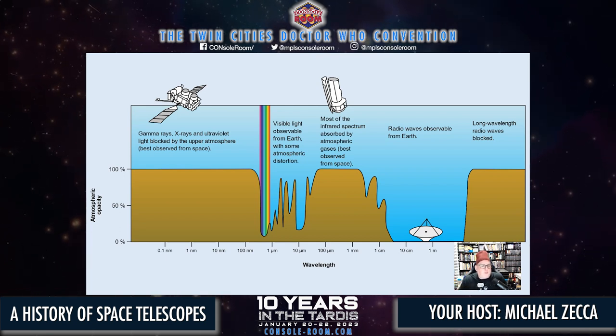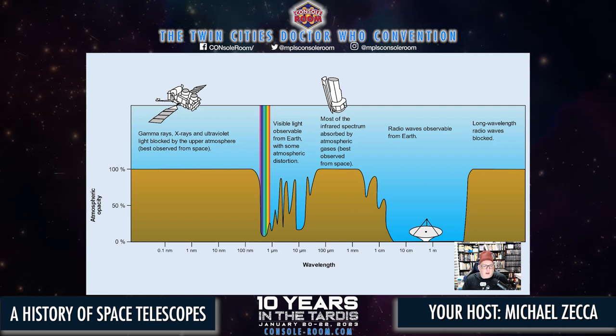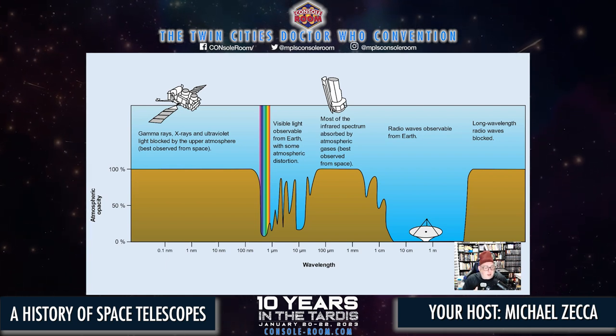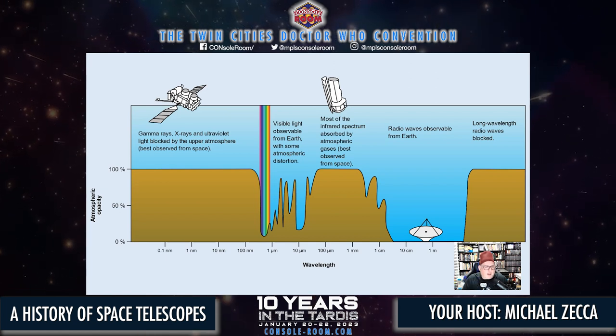But we have detected X-rays from black holes. We've detected gamma rays from collisions of black holes or collisions of neutron stars. So these are definitely things we try to look for in the universe.